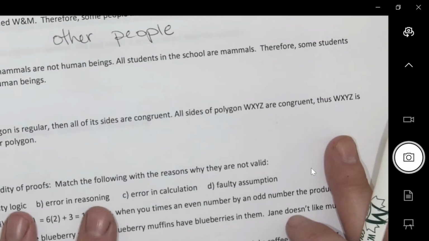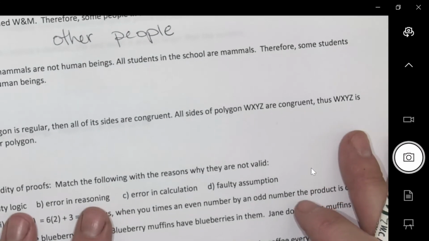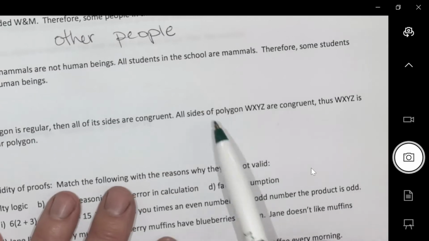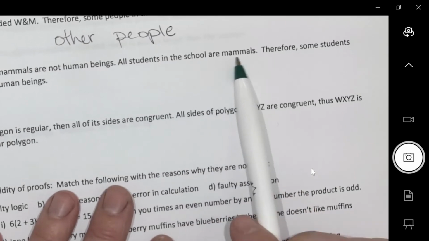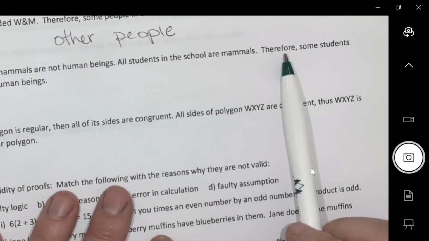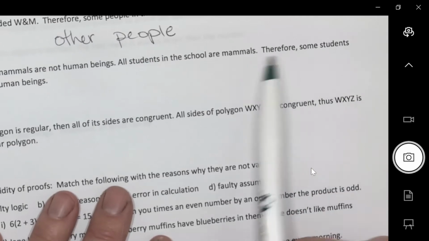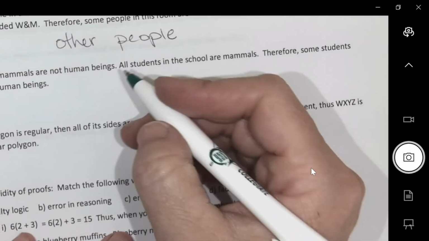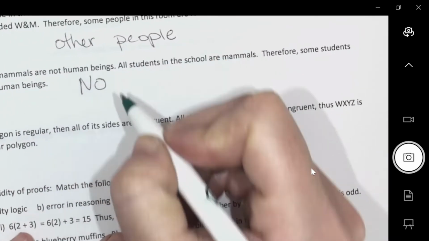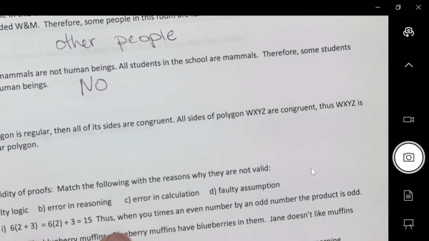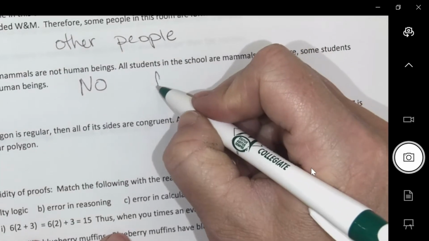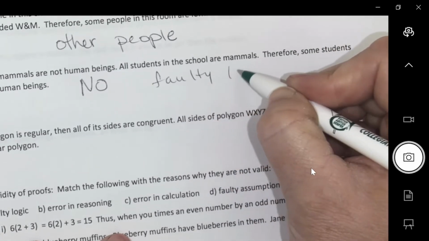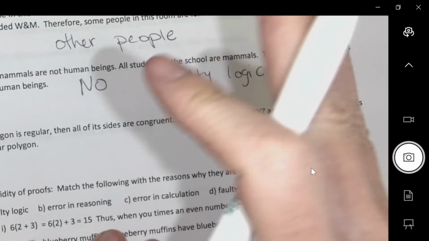Okay, many mammals are not human beings, so like animals. All students in this school are mammals. Therefore, some students are not human beings. Would that make sense or not? No. They're just using faulty logic there. They're not tying their ideas together.